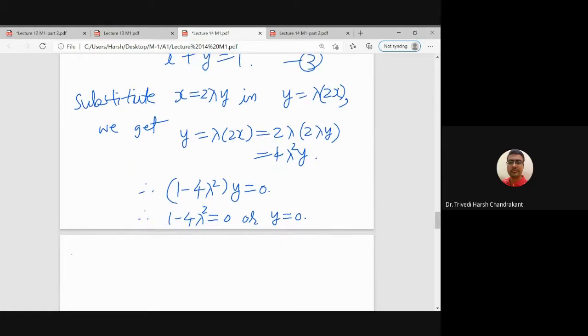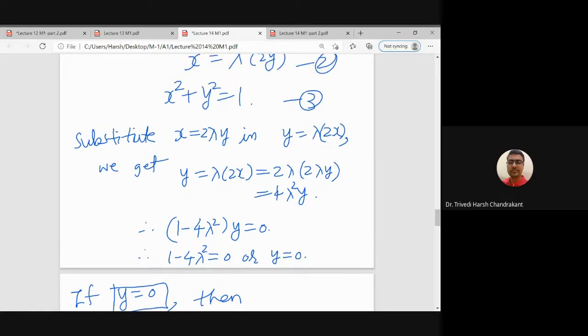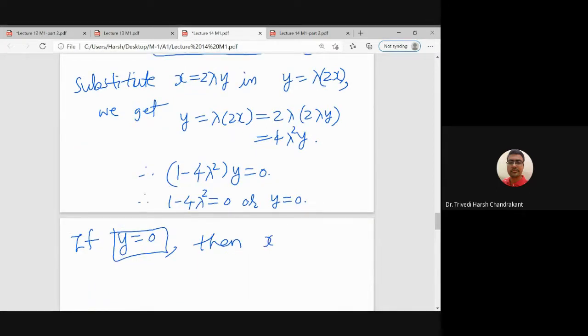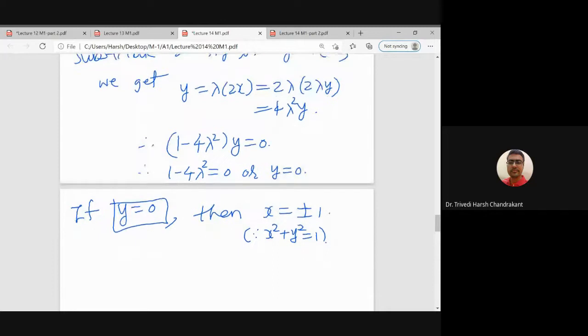So let us start with the first case, where y equals 0. Then we can use the equation of the circle, and we get the value of x to be plus or minus 1. Why? Because x square plus y square equals 1. So in this case, the points (x, y) which satisfy all these equations are x is plus or minus 1, y is 0. So this was the case y equals 0.